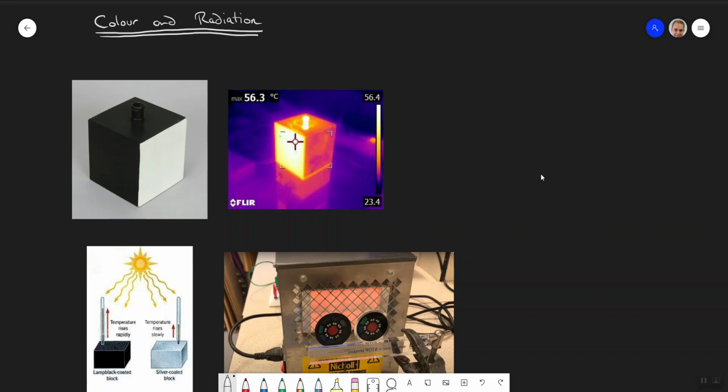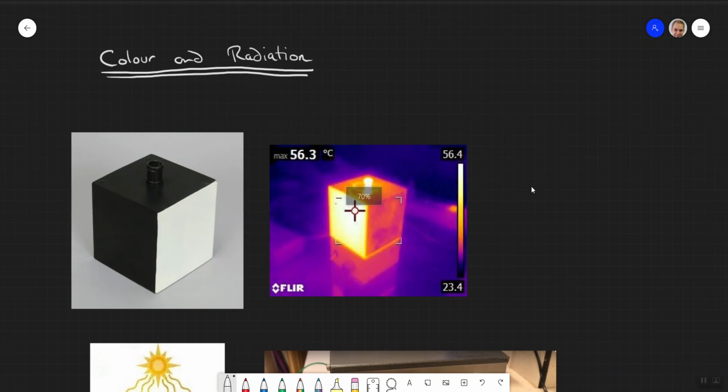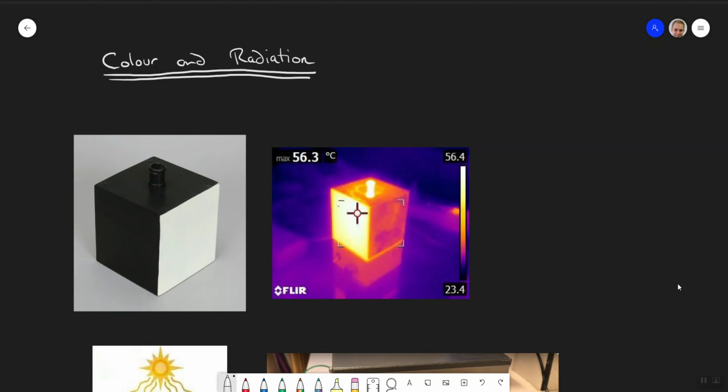Okay, so let's do a very quick summary of those videos and what we saw. With the amount of radiation, if you've got an object at a certain temperature, then the color is going to affect how much radiation comes out.